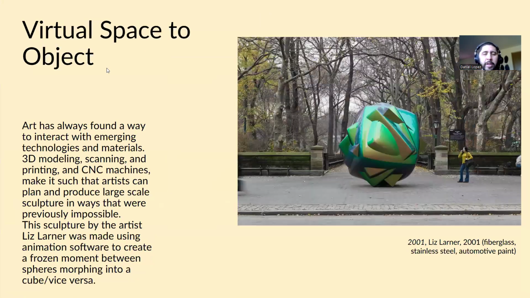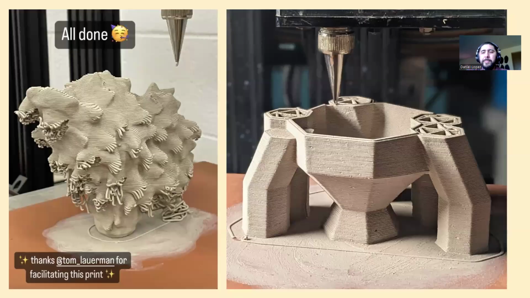Okay. Virtual space objects. So this is 2001, done in the year 2001. So Liz Larner, she used a CNC program and/or animation program, and she basically caught a few frames of when a sphere was transforming into a cube and vice versa. And so she took that information and CNC'd it, exported it, and made it into an object. So could a human have done this? Possibly, but it makes more sense to do it in a computer and make it real. Essentially, a giant 3D print.